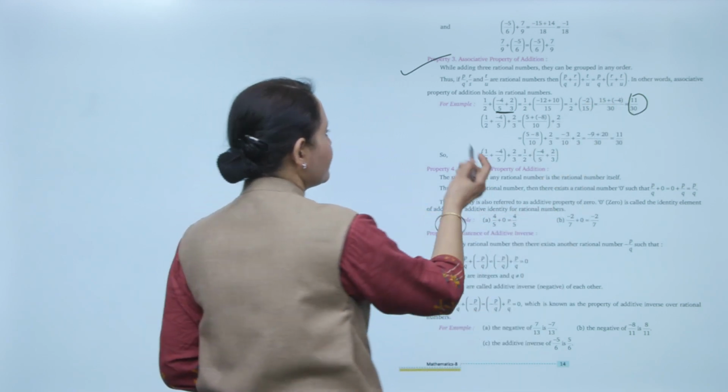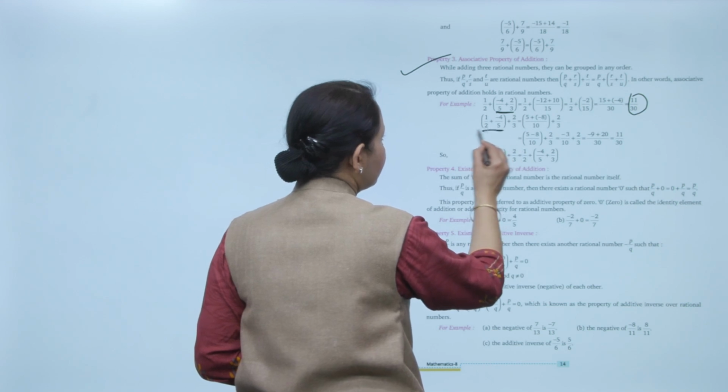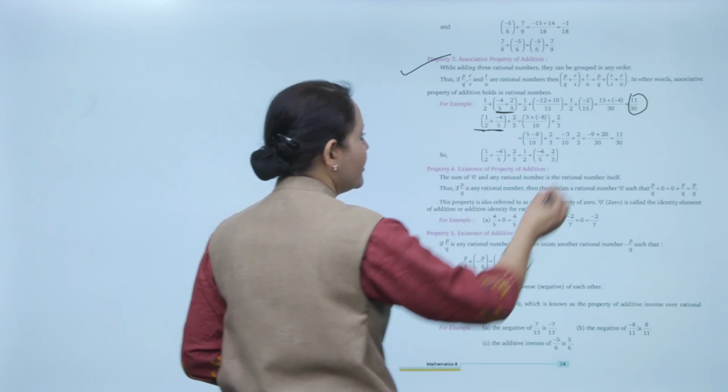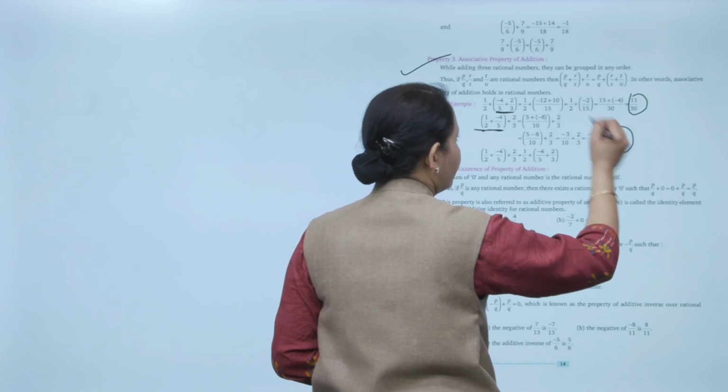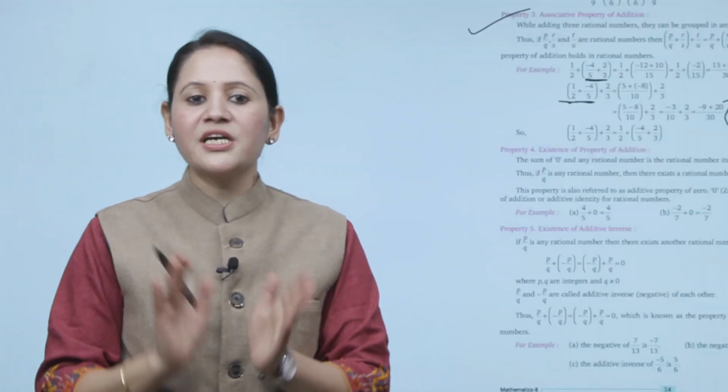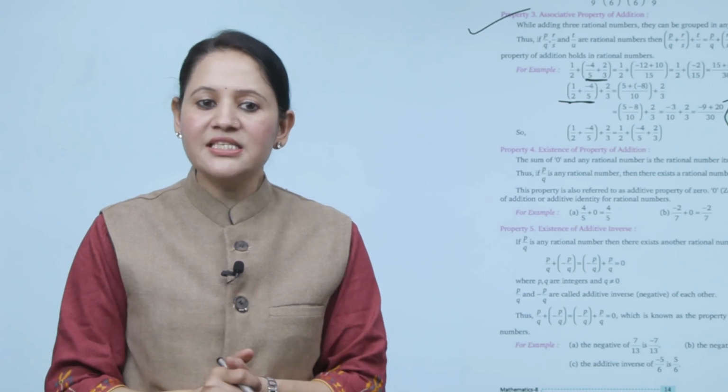Now we have changed the grouping. First we added these two rational numbers and in the sum we added 2 by 3. Again the answer is same, 11 upon 30. So हम कैसे भी grouping कर सकते हैं, the answer will remain same.